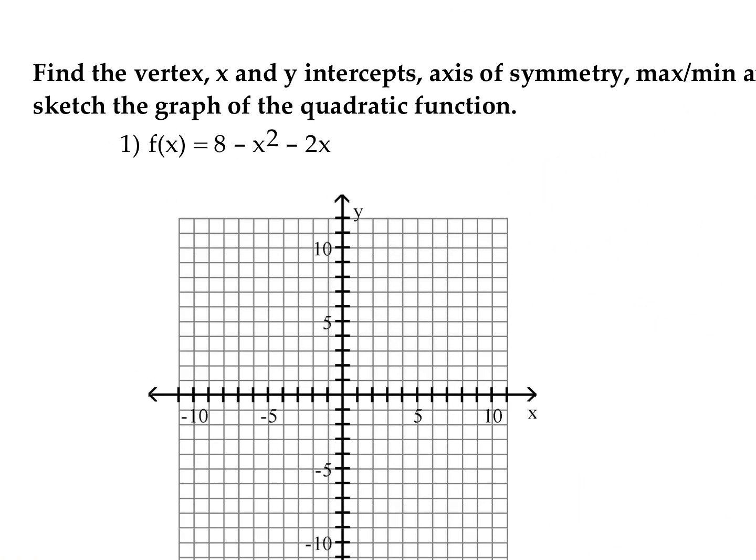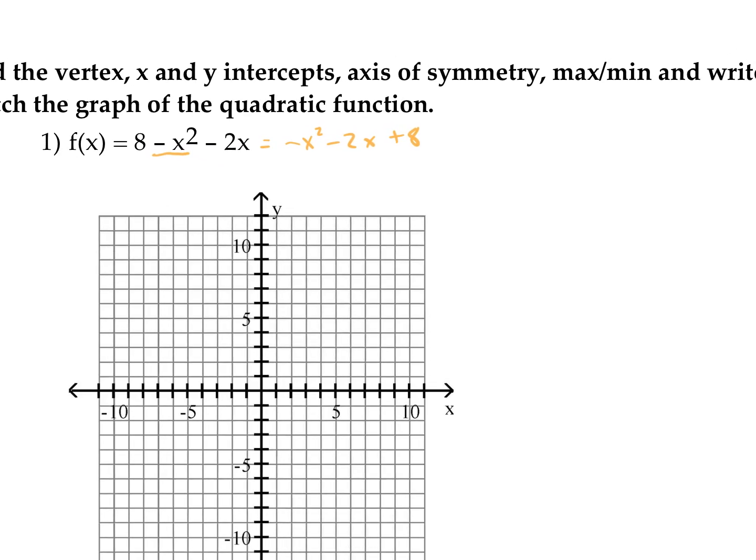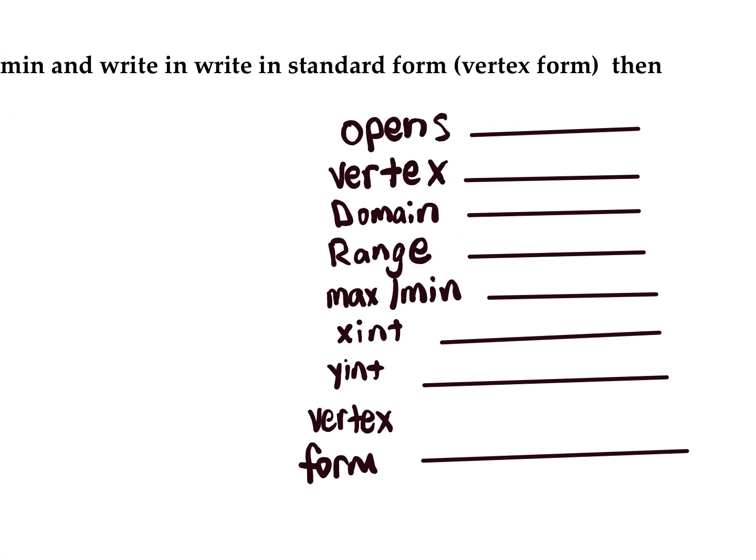So looking at our equation here, we want to start with the highest degree term. So it would be that negative x squared minus 2x plus 8. So I'm just going to rewrite it in standard form with the highest degree first. That way we can see what we're doing, and it's in that ABC order. So my leading coefficient here is negative, so that means my graph is going to open down. That answers our first question. It opens down.